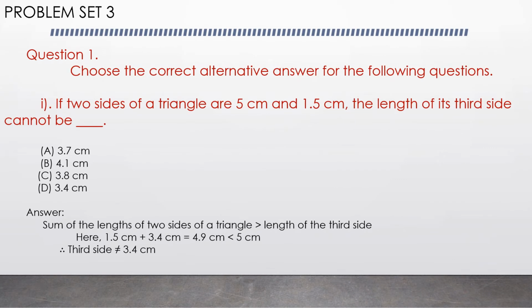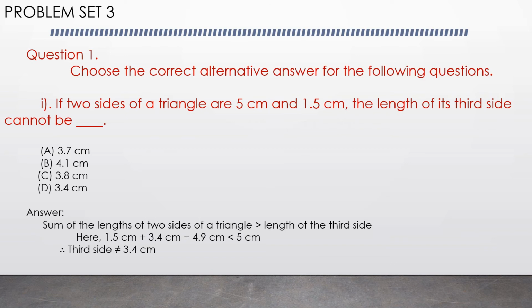Here problem set 3, question number 1. Choose the correct alternative answer for the following questions. The first one is, if two sides of the triangle are 5 centimeter and 1.5 centimeter, the length of its third side cannot be.